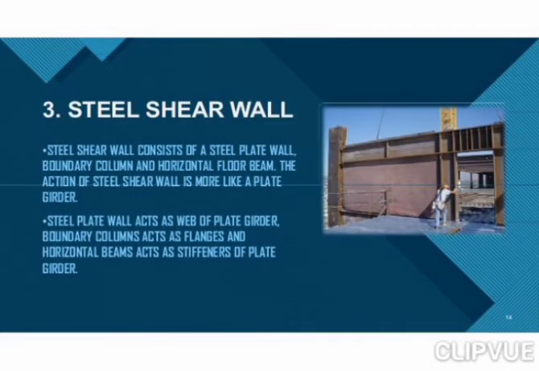Steel shear wall. A steel shear wall consists of a steel plate wall, boundary columns, and horizontal floor beams. The action of a steel shear wall is more like a plate girder. The steel plate wall acts as the web of the plate girder. Boundary columns act as flanges, and horizontal beams act as stiffeners of the plate girder.